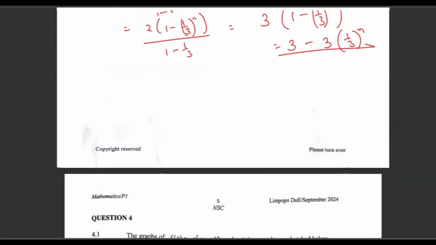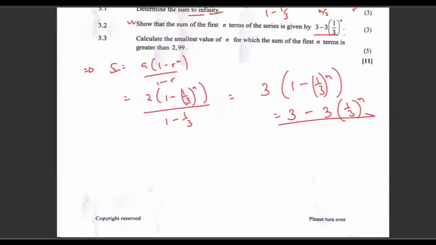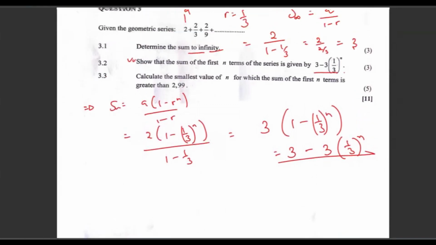Then 3.3, can we calculate the smallest value of n for which the sum of the first n terms will be greater than 2,99? So from where we stopped, we can proceed with that. So we're going to say that 3 minus 3, everything is 3, okay? 1 over 3 to the n is greater than 2,99.